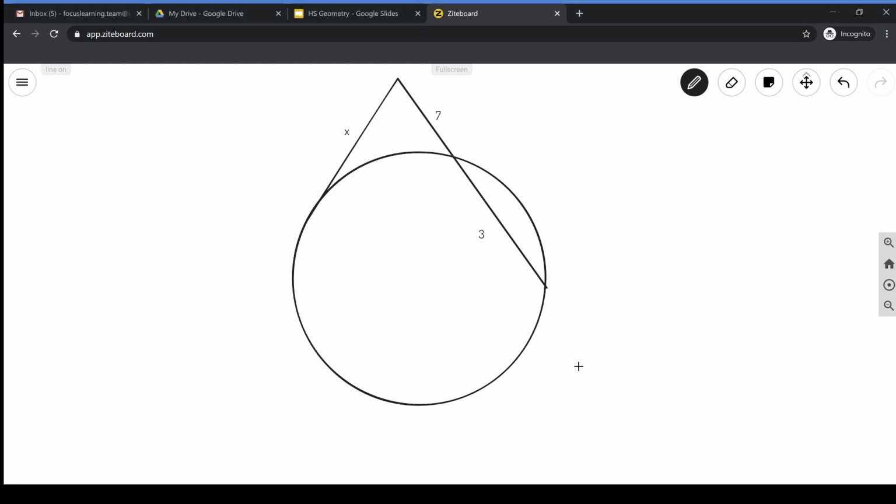Okay, so basically our equation from power of the point is x squared equals 7 times 7 plus 3, which is 10. So we can solve for x squared equals 70, which gets that x equals square root of 70. And we can't really simplify that radical, so that's our final answer. So let's try with a different case.